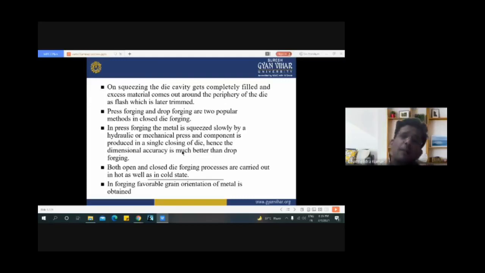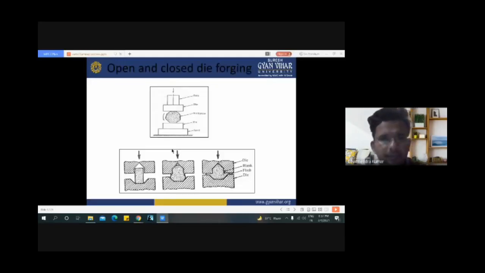Here the requirement of post machining process is very low, so we can say that no trimming of workpiece is required in press forging. Both open and closed die forging processes are carried out in hot as well as cold stage. In forging, favorable grain orientation of metal is obtained. Here we have already seen that this represents open die forging and this is for closed die forging.